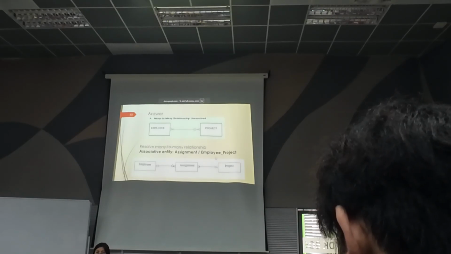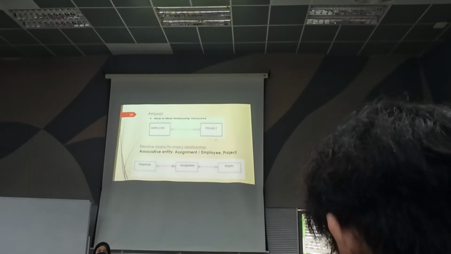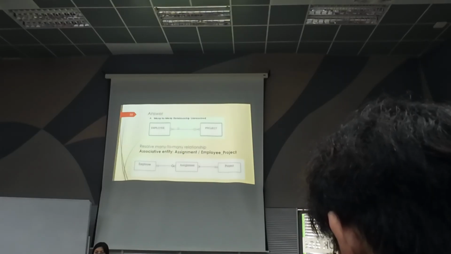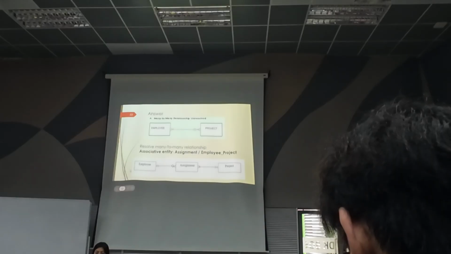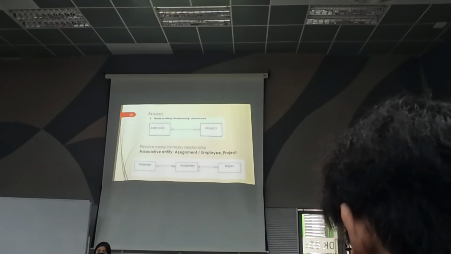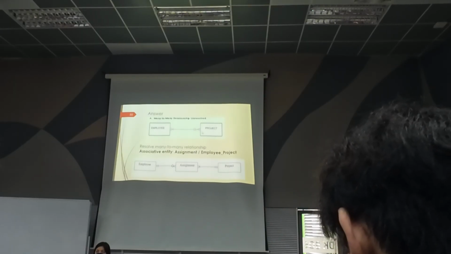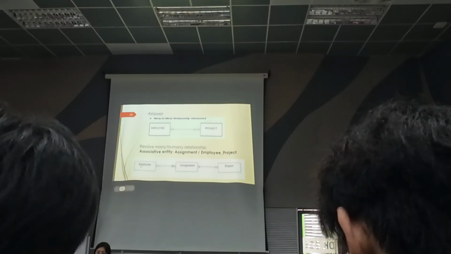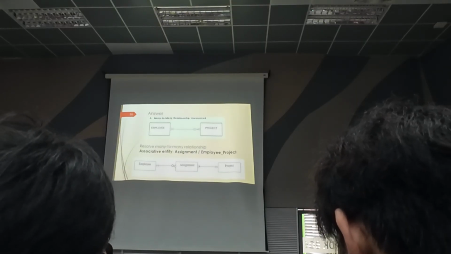This is a good example because we have one side 1, one side 0. So you must know where to put the 1 and where to put the 0. It's easy. Project to employee, you have the 1 and many, right? So project to employee, now you don't stop at employee, you stop at the assignment, the associative entity. Employee to project, the 0 and the 1, you stop at the project. Now with the associative entity, employee to project, you stop at the associative entity. Okay?